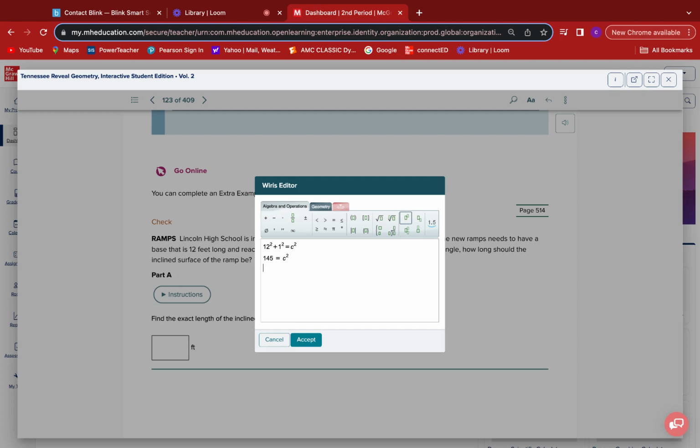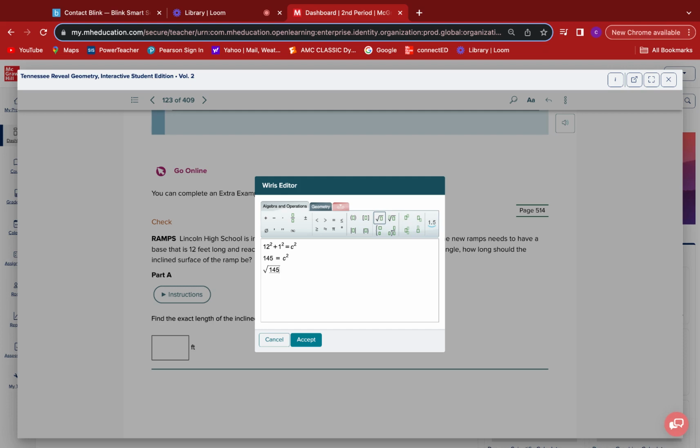Numbers that multiply to get 145. One of them needs to be a square rootable number, like a perfect square, like 4, because that's 2 times 2, or 9 because it's 3 times 3. 4 times 4 is 16. 5 times 5 is 25. None of these numbers are going to 145. So it looks like it's just going to be the square root of 145.